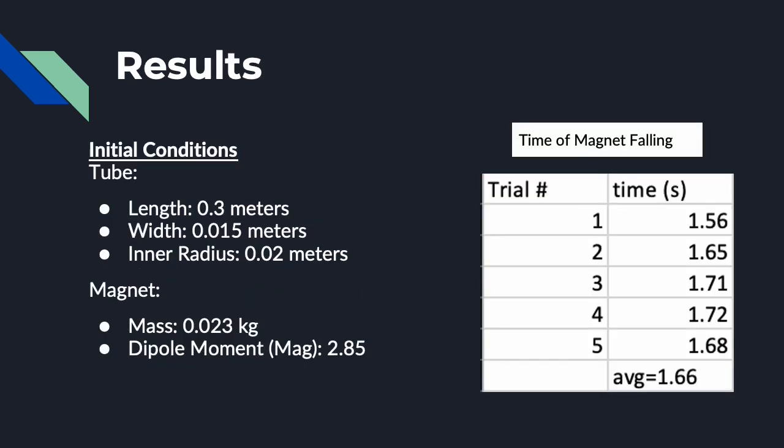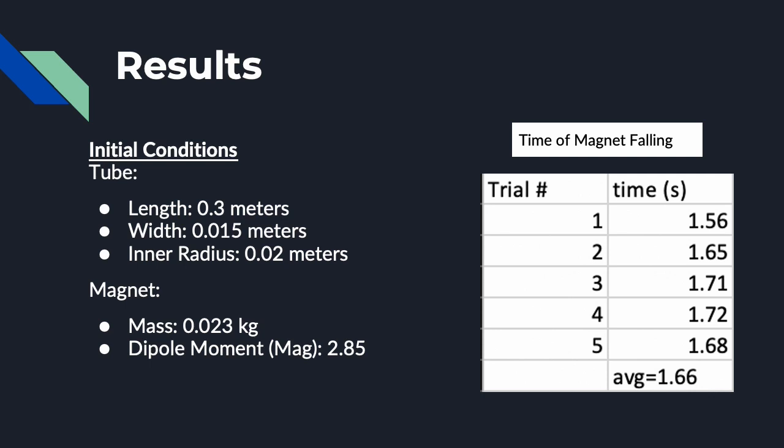So for my initial conditions, I found that the length of the tube was 0.3 meters, the width was 0.015 meters, and that the inner radius of the tube was 0.02 meters. For the magnet, I found that its mass was 0.023 kilograms, and it had a dipole moment of 2.85.